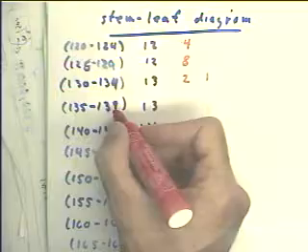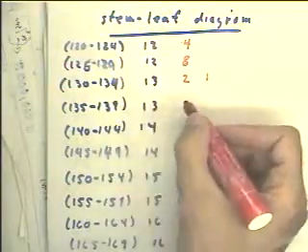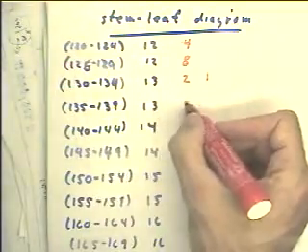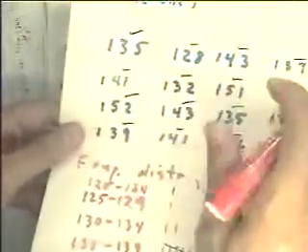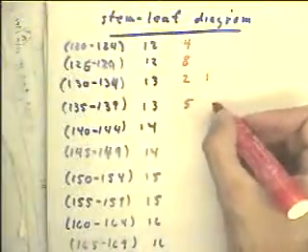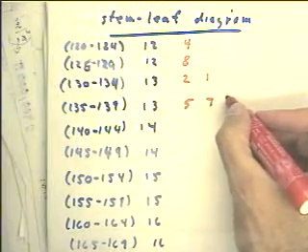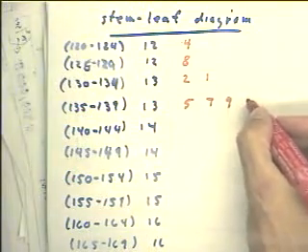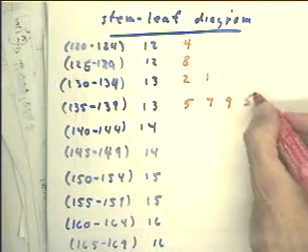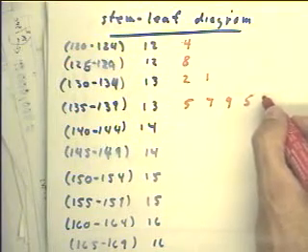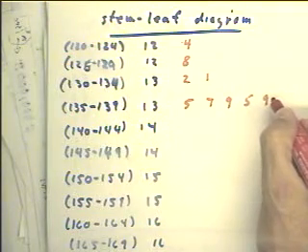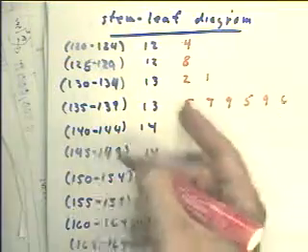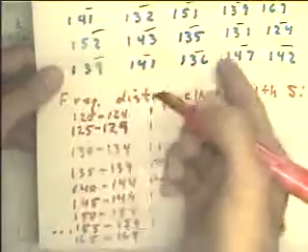Between 135 and 139, we have 135. Again, going down this table, we're going to spot the ones that are in that range. And then next we have 137, 139, 135 again, 139 again, and 136. Those are the 6 that we had in this class, so we've listed them all.